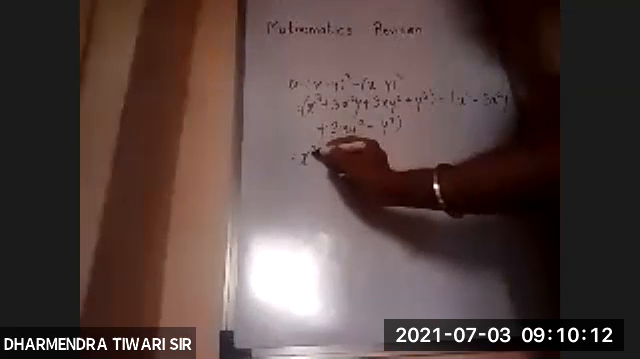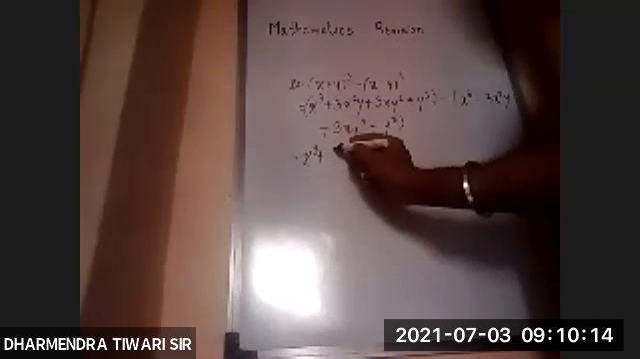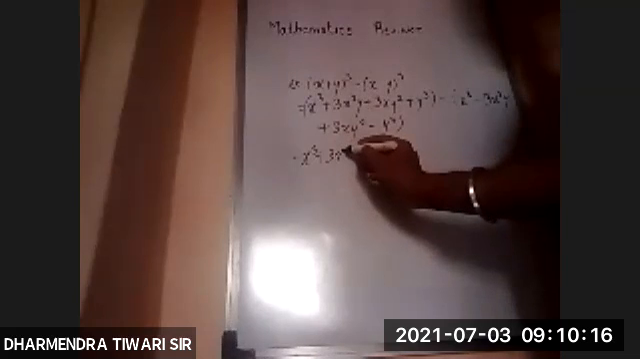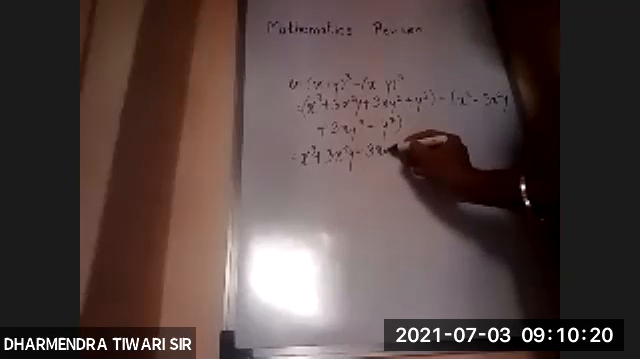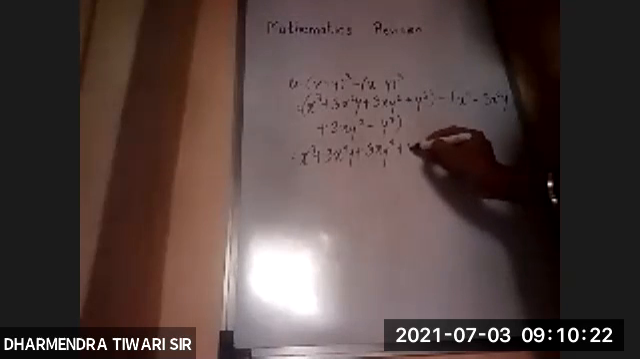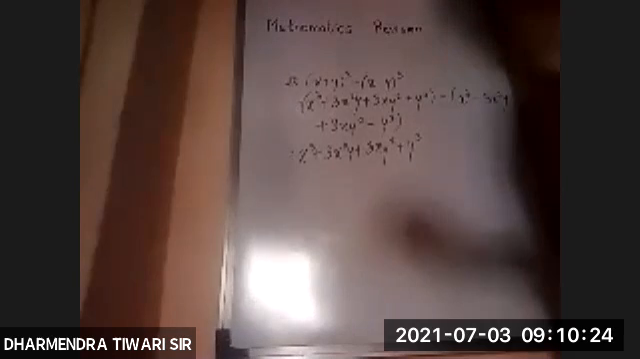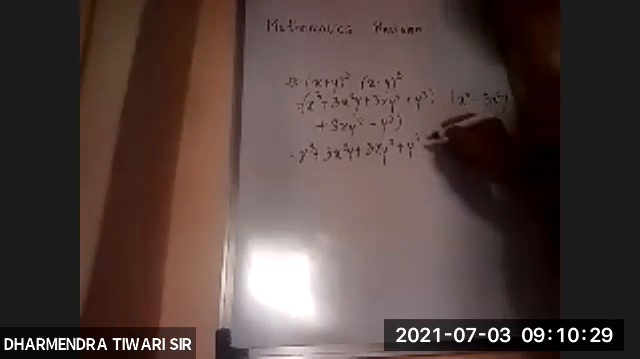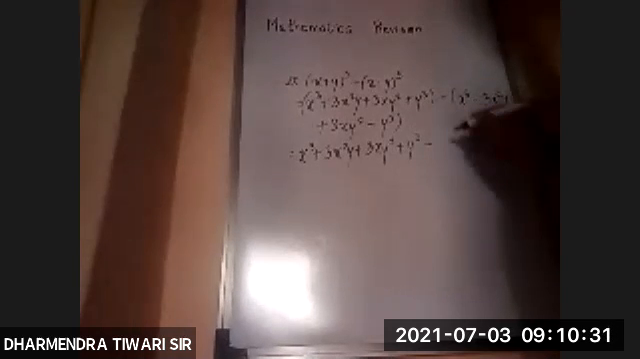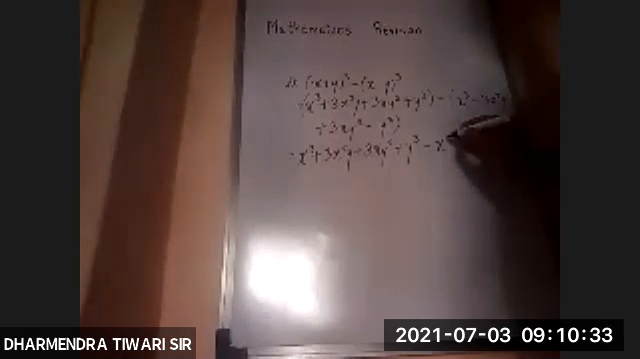This is x cube plus 3x square y, 3xy square plus y cube minus. Now we are opening a bracket. So it will be minus x cube.